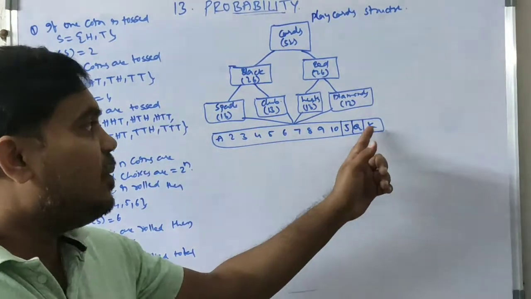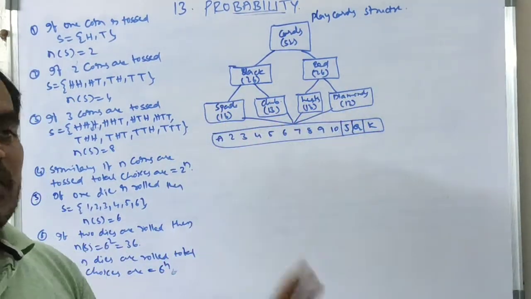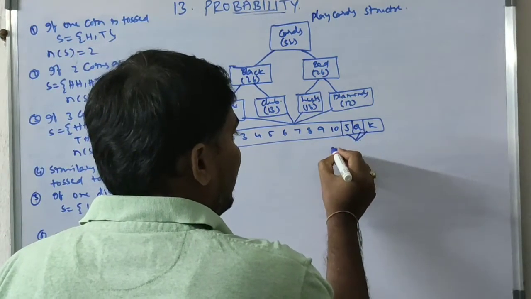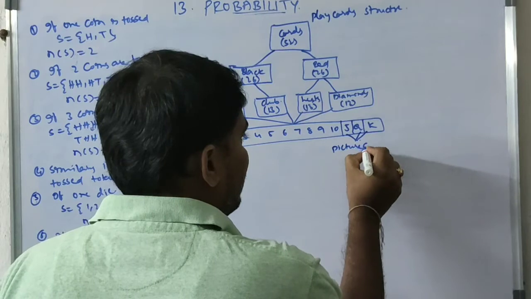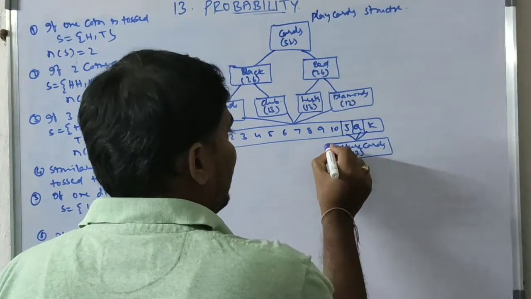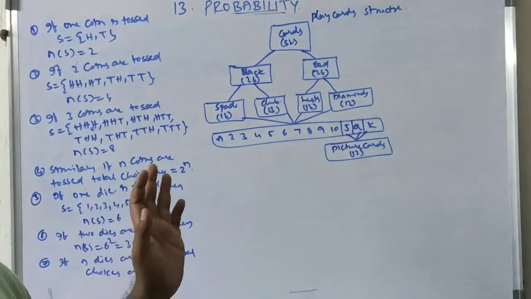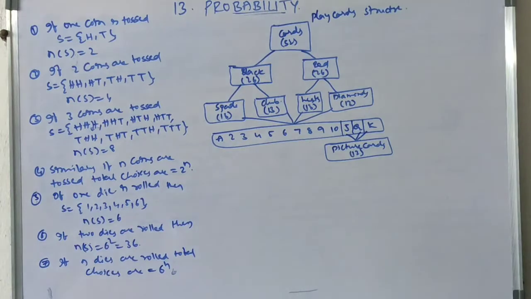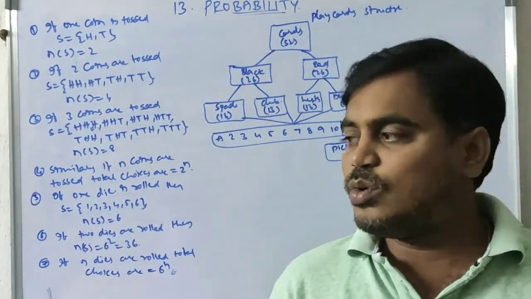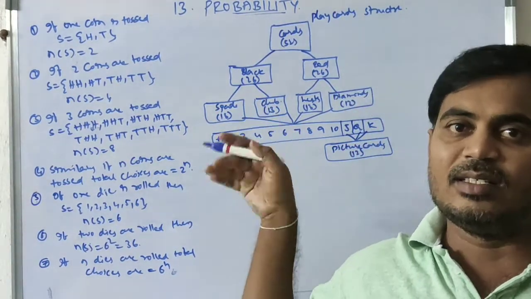Total, so 3 pictures in each set. How many sets? 4 sets. 4 into 3, 12 picture cards. Picture cards or image cards. So these are 12. Okay, so this structure we need to remember. This is important. If we know this structure, we will be able to answer the questions. Okay, so we will discuss some sample problems on cards.